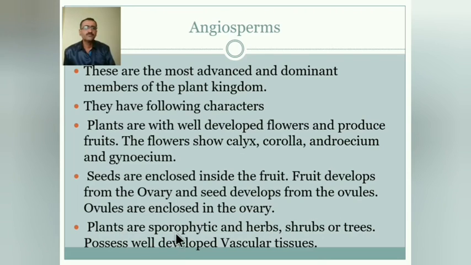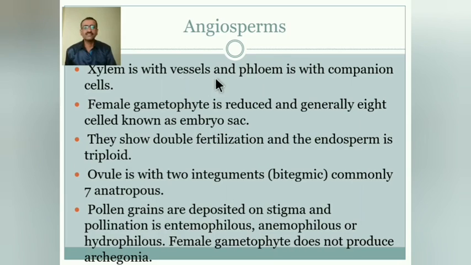Plants are sporophytic and may be herb, shrub or tree. The main plant body is sporophytic, and that sporophytic plant is divided into three habits: herb, shrub, or tree. They possess a well developed vascular system. The most advanced angiospermic plants have well developed vascular tissue: xylem with vessels and phloem with companion cells, which are absent in bryophytes and pteridophytes. Female gametophyte is reduced and generally 8-celled, known as the embryo sac.